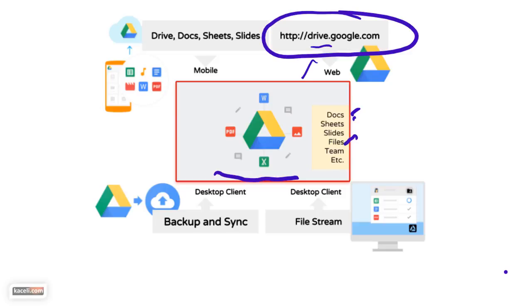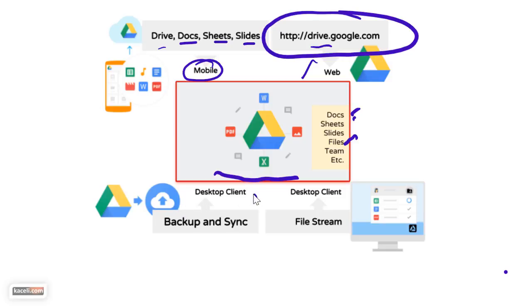You can access them through a mobile device by going to your app store and downloading Google Drive. From there, you can also download Docs or Sheets or Slides. Those are separate apps for you to create content and work on existing files from Google Drive over the web.